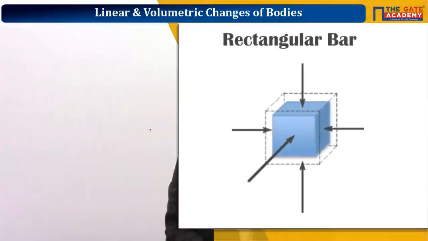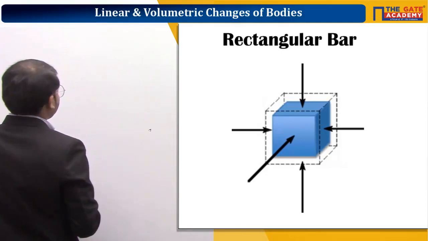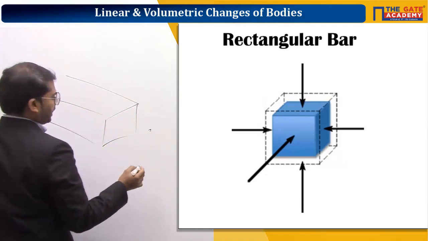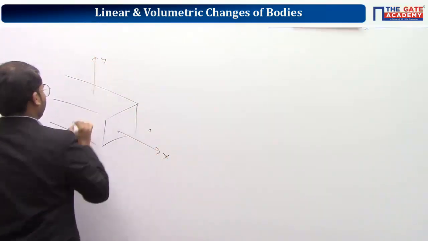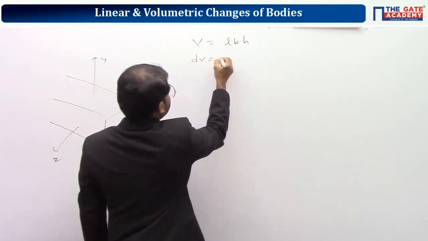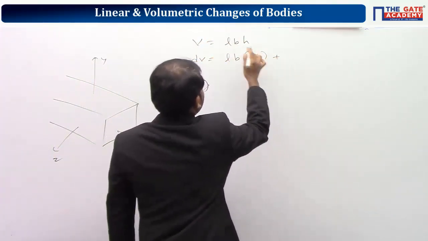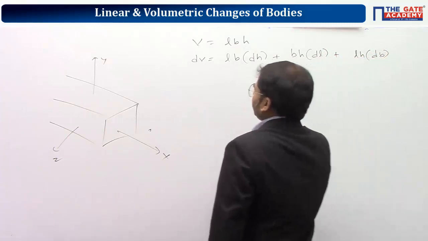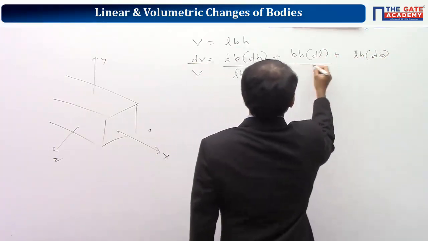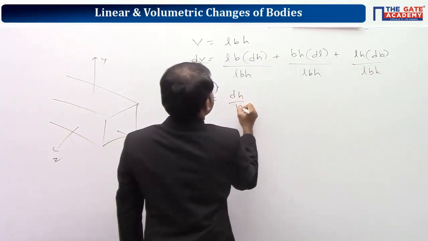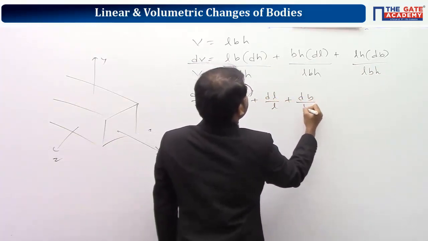First of all, we'll look into volumetric changes due to loads or stresses for a rectangular bar. So you're taking a rectangular bar like this. It has one dimension along the x-axis, another dimension along the y-axis, and so on. So this is x, this is y, and this is z. The volume of this rectangular bar is nothing but length into breadth into height. If you do partial differentiation, it becomes dV is equal to BH dL plus LH dB plus LB dH. You divide by volume on both sides: dV by V is dH by H plus dL by L plus dB by B.